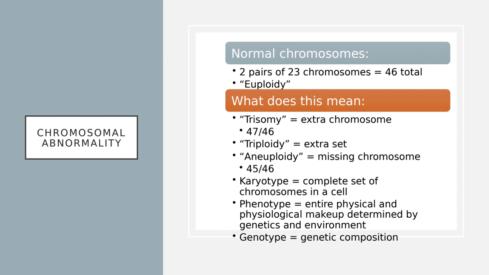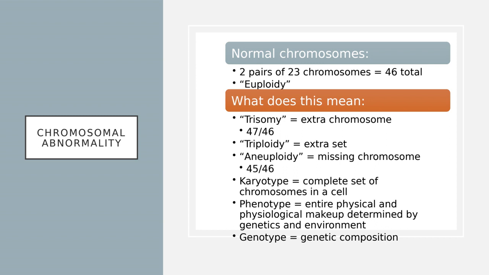When we have an extra chromosome, regardless of what pair it's in, so we have 47 chromosomes instead of 46, we consider that a trisomy condition. When we have an entire extra set, so we have 48 chromosomes, we're going to consider that triploidy. When we have a missing chromosome, again, regardless of which pair, that's going to be aneuploidy. Ane, remember, means missing. So we have 45 out of 46.